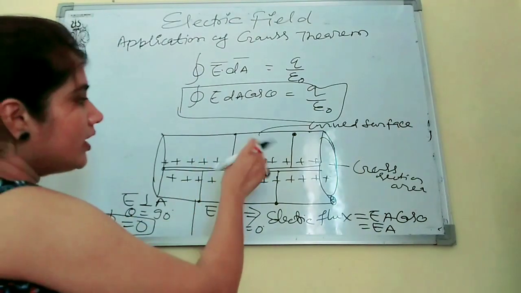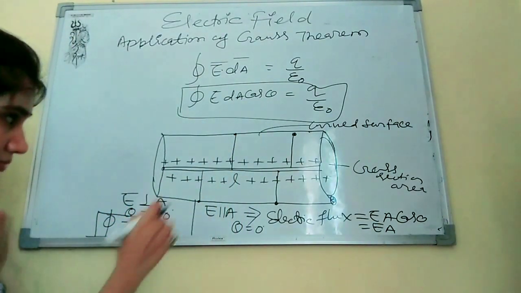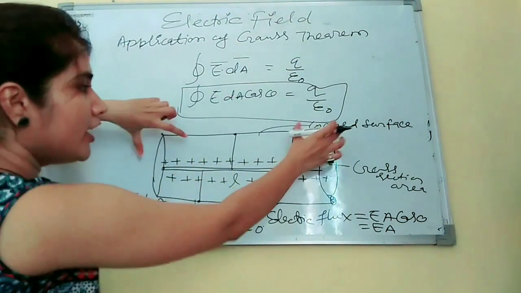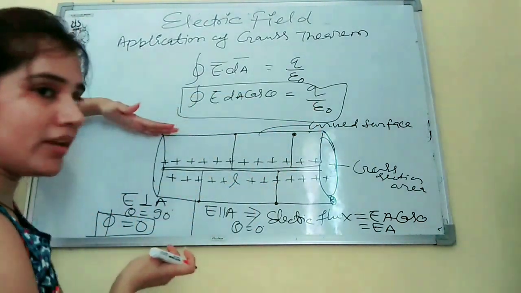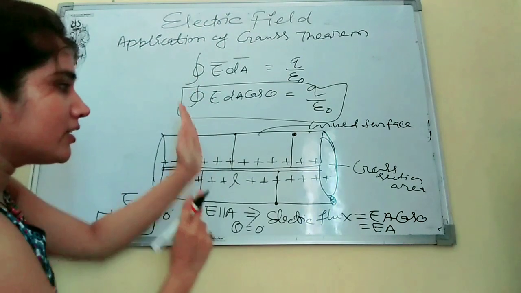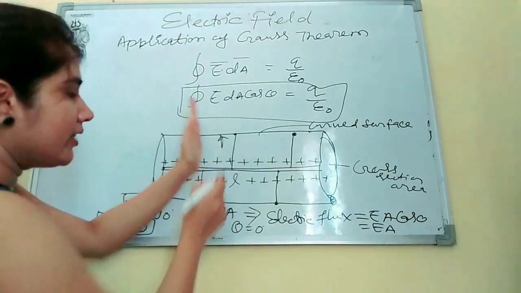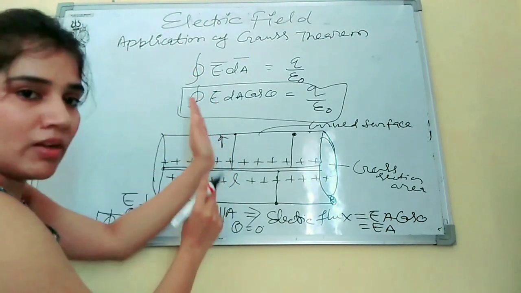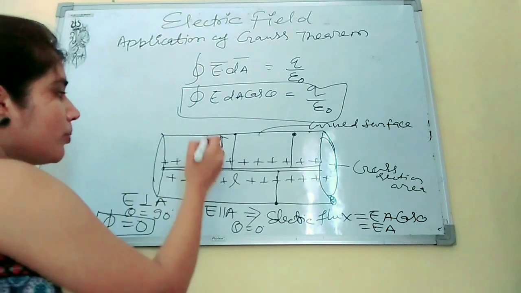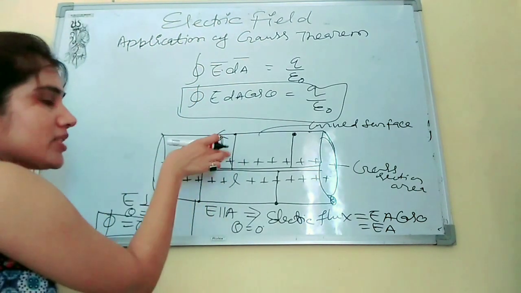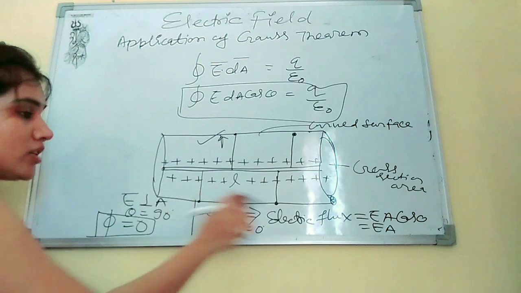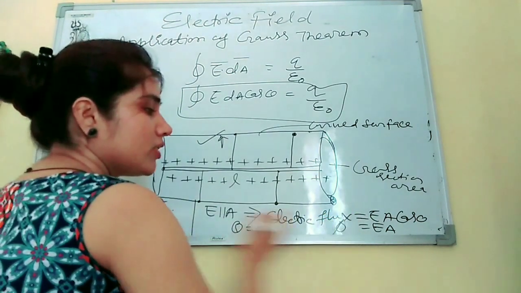So here you are seeing in the curved surface, this surface has some area, and its area vector is in this direction, and the electric field is also applied in an upward direction. So both are parallel. So in this condition, we will find the flux.